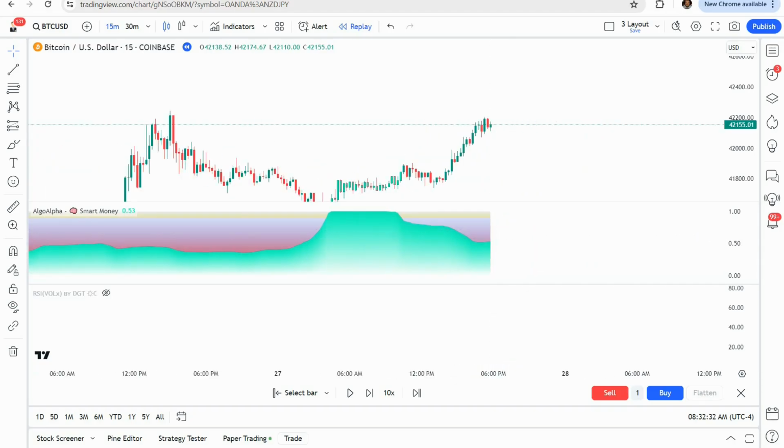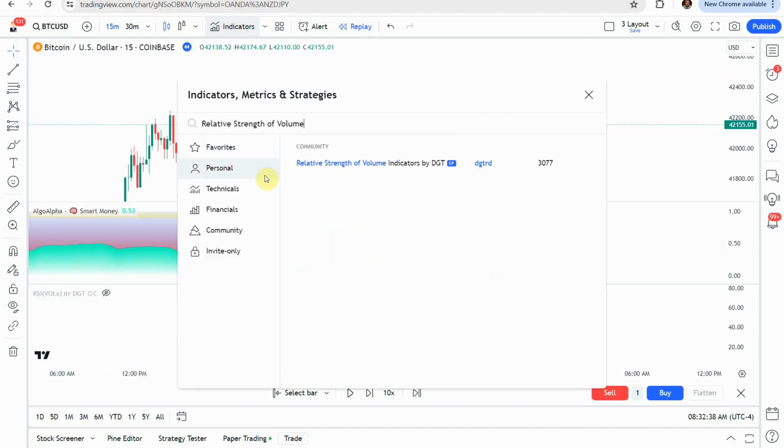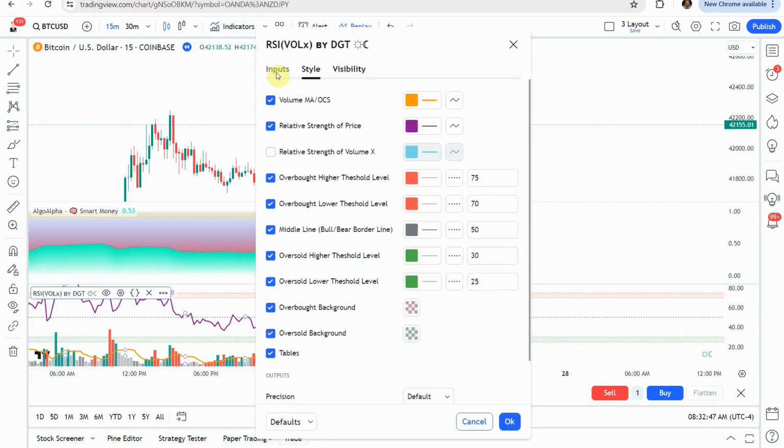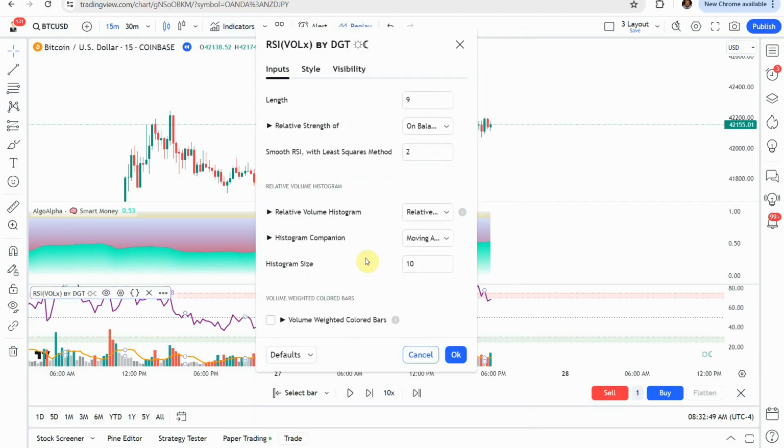So with that being said, the next indicator we will add to the screen is going to be the relative strength of volume indicator. It'll be this one right here. Add that to the screen. It'll look like this here at the bottom. We'll go ahead and jump into the settings, and we'll make just a few quick changes.